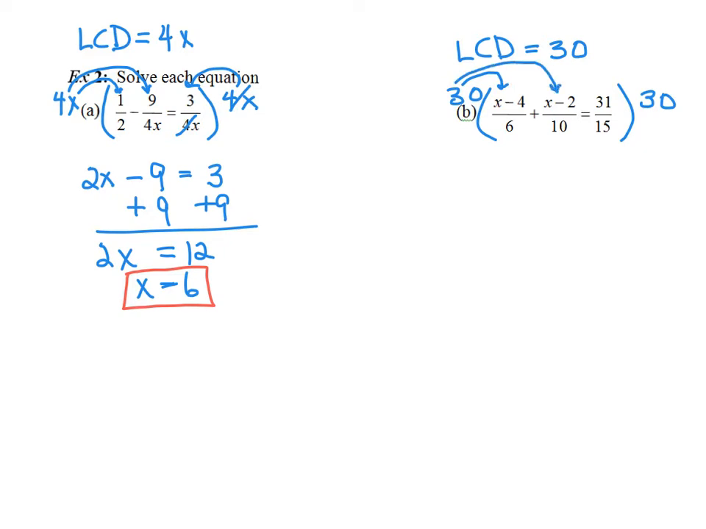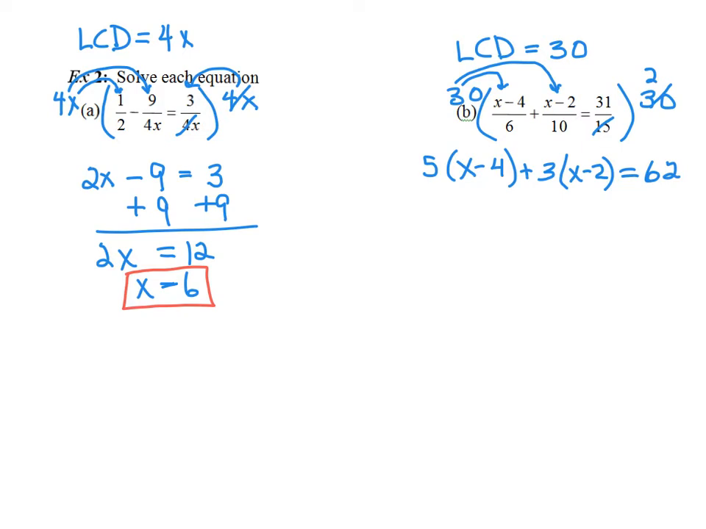So in the case of the first fraction, 30 and 6 cancel. That leaves me with a 5, so I'll multiply 5 times x minus 4. In the case of the second fraction, the 30 and the 10 cancel, leaving me with a 3. So I'm going to take that 3 and multiply it by x minus 2. On the right side, 30 and 15 cancel, leaving me with a 2. 2 times 31 is 62.